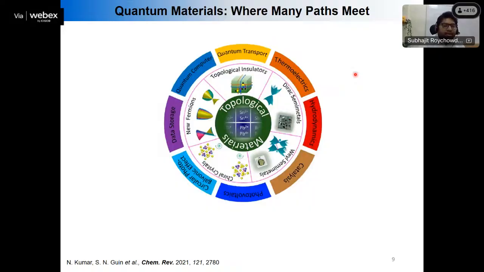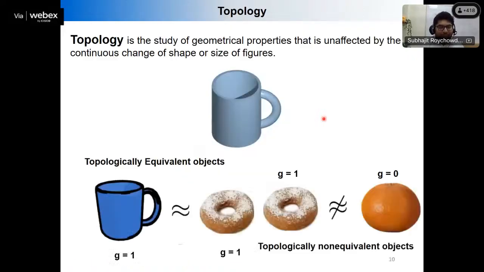In this nice review by Nitesh Kumar and Claudia Felser's group, they say that you have different kinds of topological materials and they can have a wide range of applications, from quantum transport, quantum computing, photovoltaics, catalysis, thermoelectrics and so on.